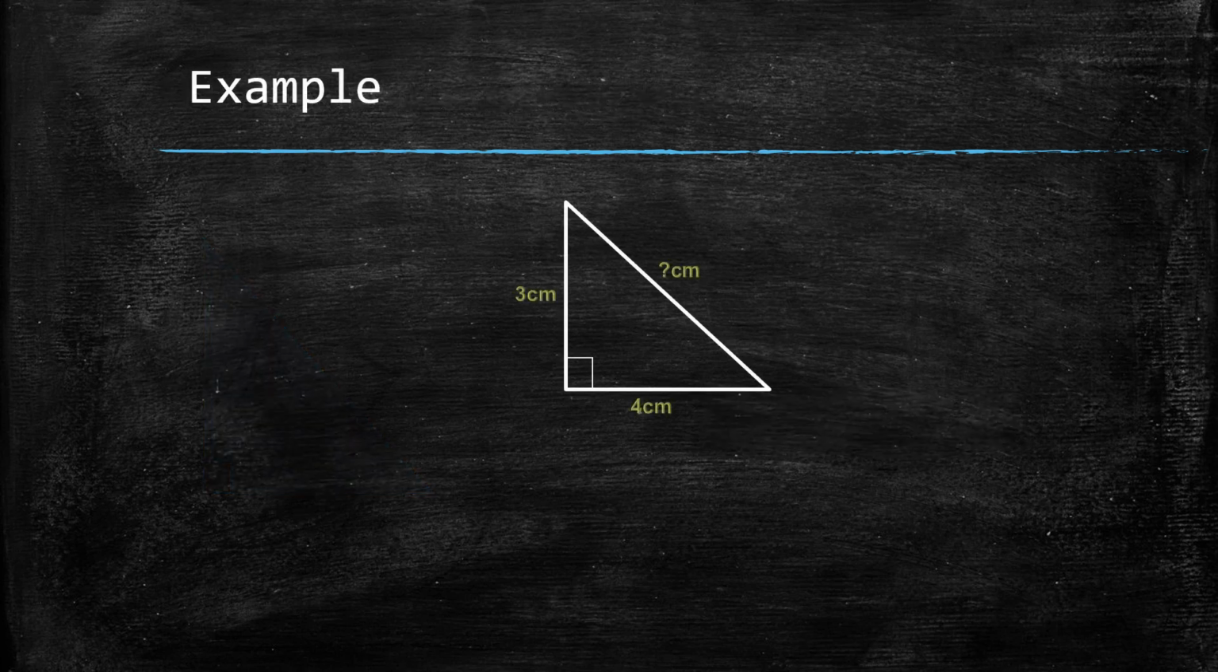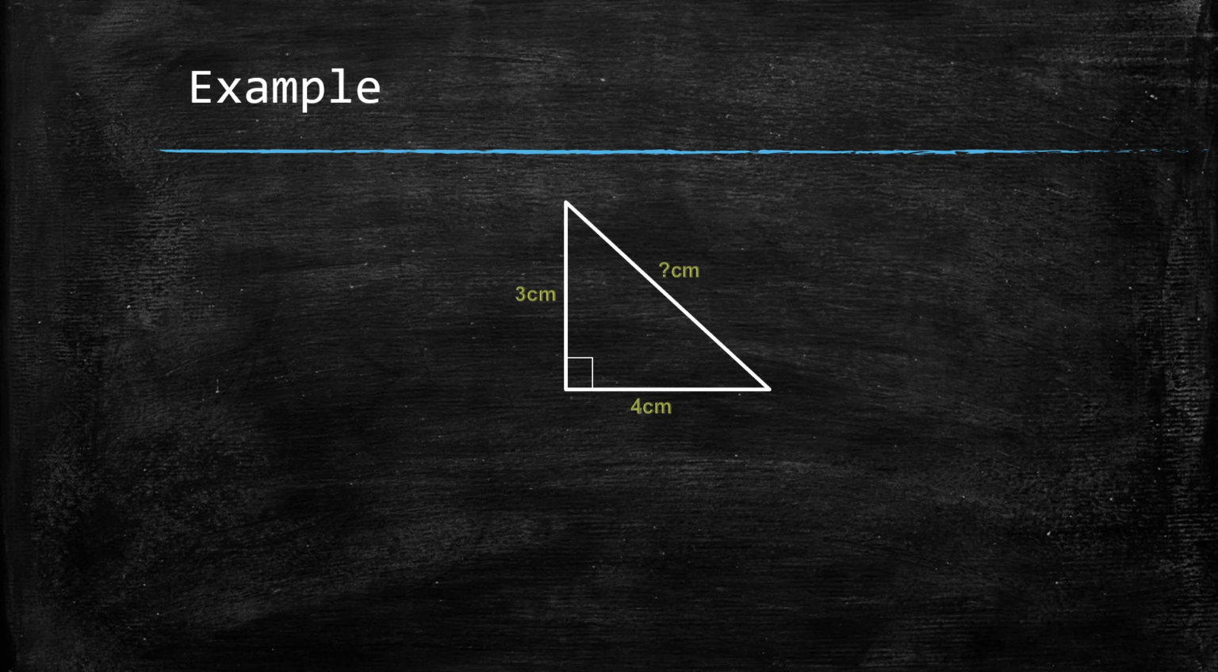Look at the example shown here. In this right angle triangle, we have been given two sides, which are the perpendicular and the base, and we need to find the hypotenuse. We already know that the hypotenuse is the longest side of the right angle triangle and is always opposite the right angle. So if we know any two sides of the right angle triangle, we can use Pythagoras theorem to work out the length of the third side. In this case, my two sides are 3 centimeters and 4 centimeters. Remember, Pythagoras theorem can only be used for right angle triangles.